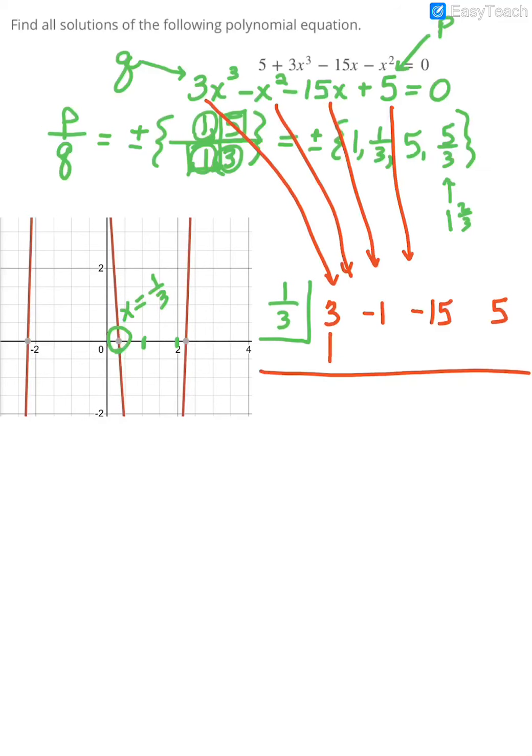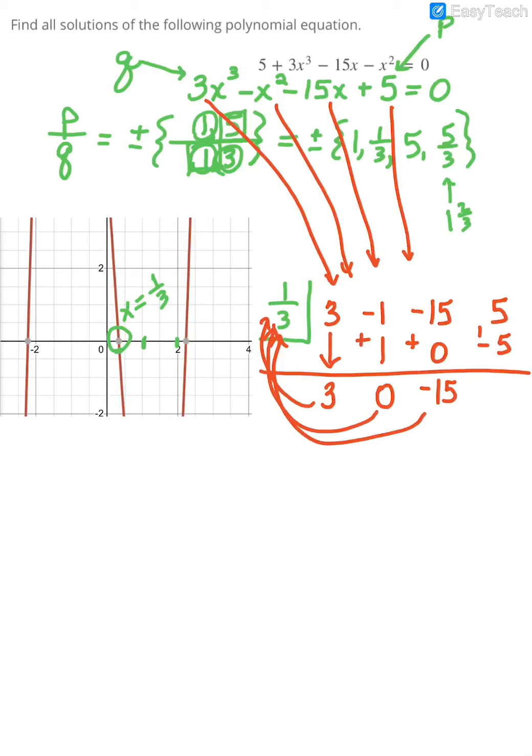When I carry out my synthetic division, I'm bringing the 3 straight down. 3 times 1/3 is 1. And when I add, I get 0. 0 times 1/3 is 0. When I add, I get -15. And -15 times 1/3 is -5. So when I do add, I get 0. That tells me definitely that x equals 1/3 is a solution.